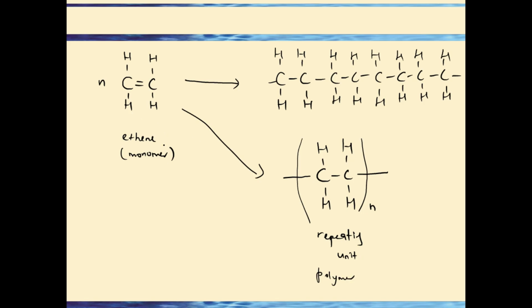Since we are using ethene as monomer, the name of this polymer is called polyethene. You can put a bracket or without the bracket is fine. So polymer, how do we name polymer? Just put the word poly in front of the name of the monomer. So this is called the repeating unit.